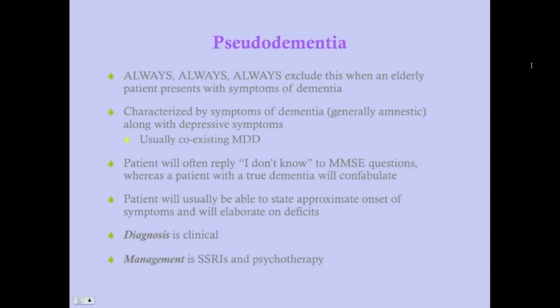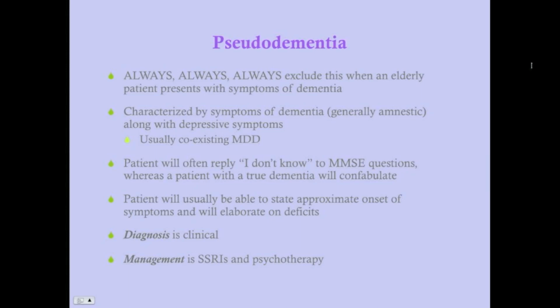What are those clues? First off, when you give the MMSE, or when you ask for a history, the patient with pseudodementia is going to reply, "I don't know," or "I can't remember," to the question. So if you ask a patient, for instance, who's the president of the United States, they're going to say, "I don't know." Whereas a patient with true dementia is going to confabulate. So they might say Ronald Reagan, or they might say Jimmy Buffett. They're going to try to give an answer. Patients with pseudodementia aren't even going to try. They're going to be withdrawn.